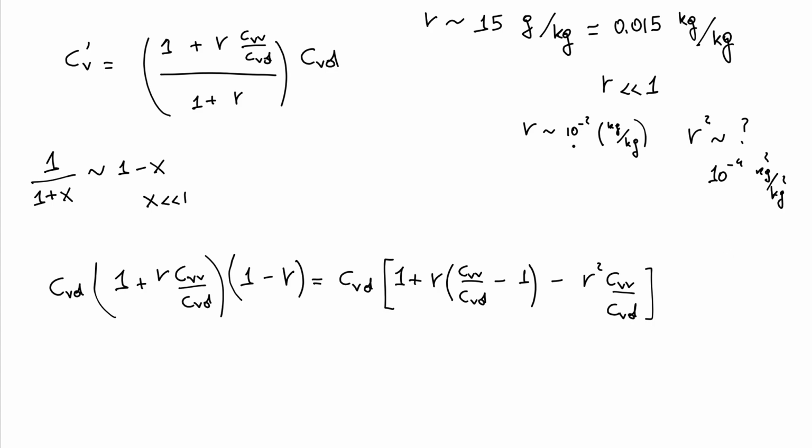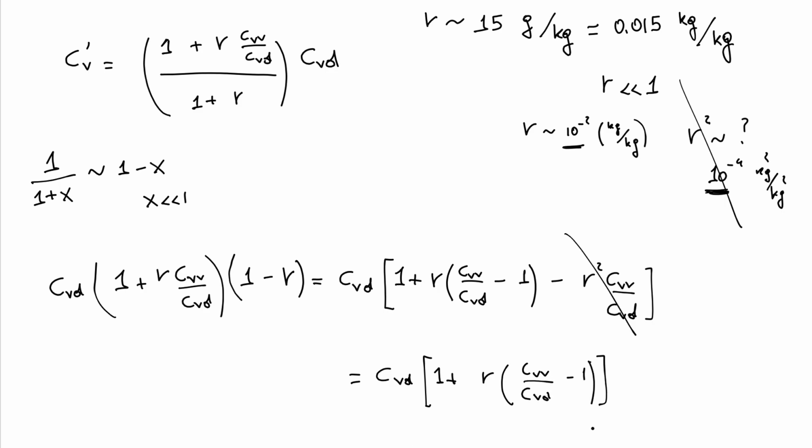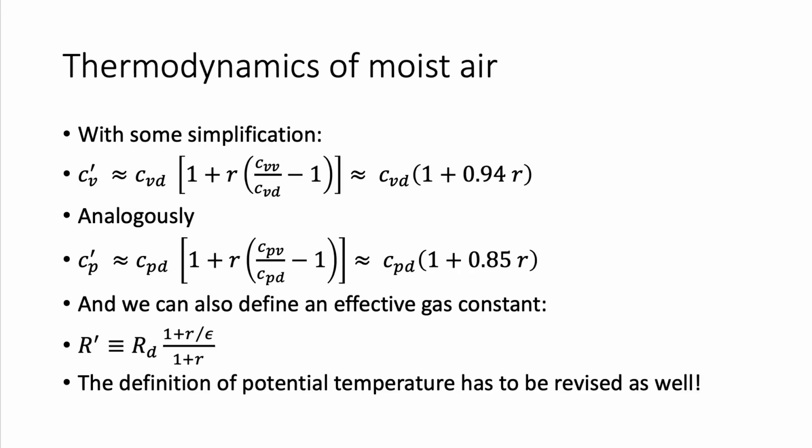If you were happy with an error of a percent, an error of 0.01%, you shouldn't even take this into account. Okay, so this we can neglect. That's usually the trick. And we have a simple formulation: CVD times 1 plus R times CVV over CVD minus 1. And that's the approximate formula, and that's what I have here.